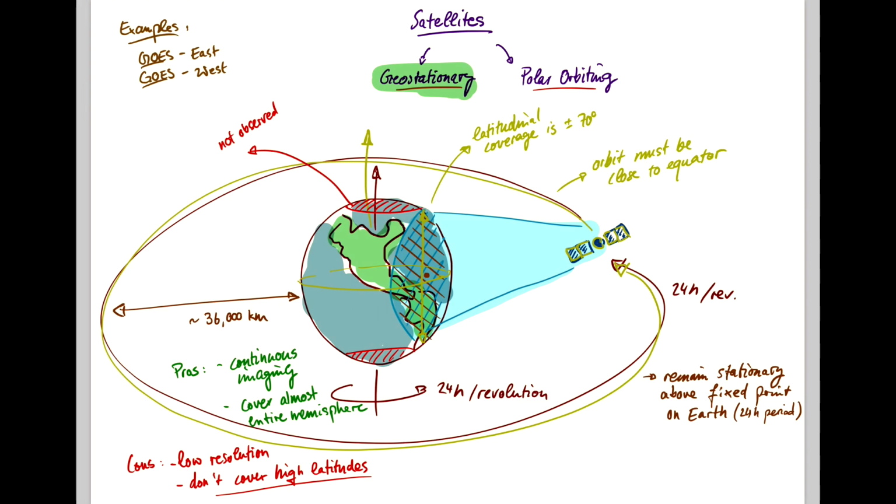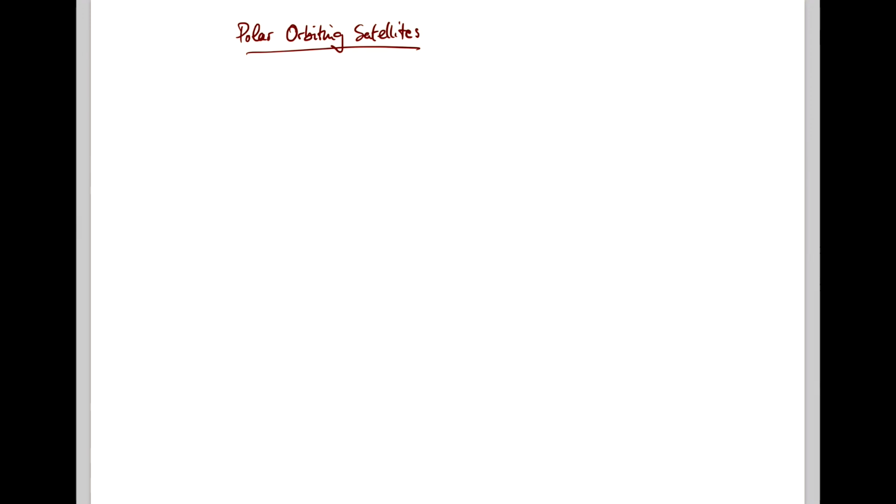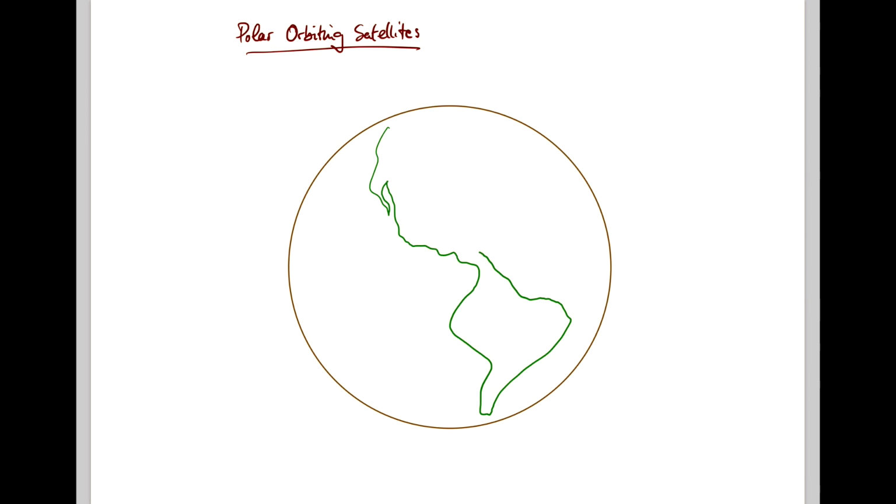Okay, so since we don't have a high resolution and don't cover the high latitudes with these geostationary satellites, we are next going to look at polar orbiting satellites. They have other limitations, but they have the great advantage of covering the polar regions, and they are flying at low altitudes, and as a result give us very high resolution data. So if here I have my Earth focused on the Americas, then my polar orbiting satellite will fly in an orbit that runs over the equator.